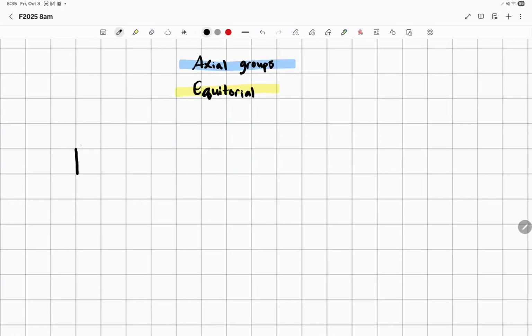So let's look instead at this. One chlorocyclohexane. We have two ways that we can draw this structure, so two different chairs. We can have the chlorine axial and we can have the chlorine equatorial. So let me draw both of those as best as I can draw the chair.